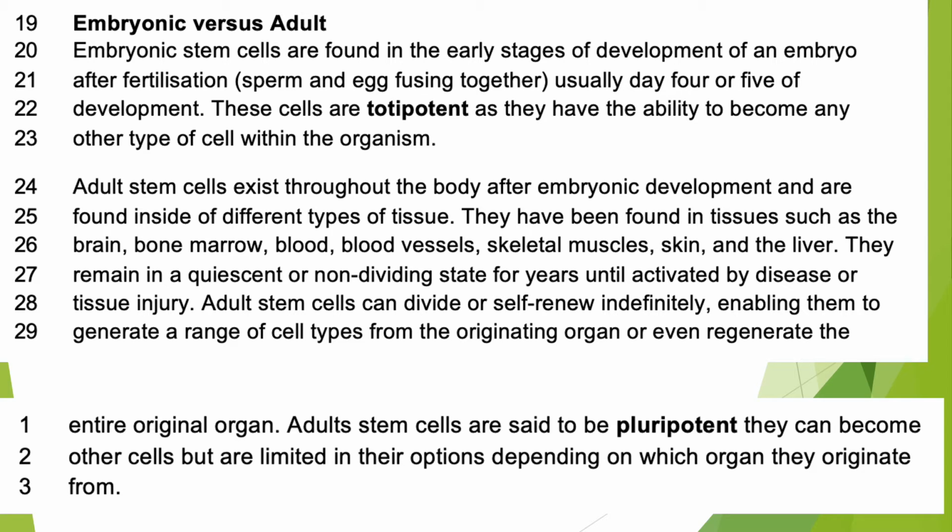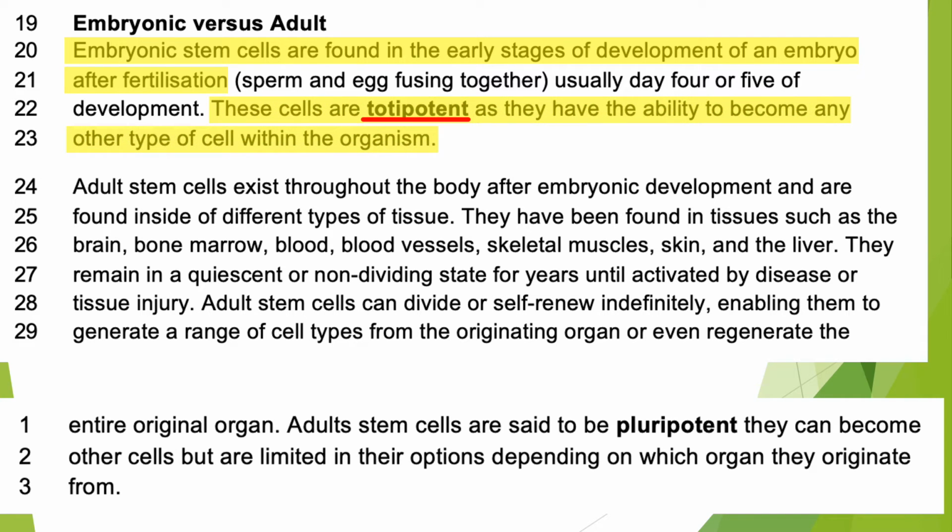So we have embryonic versus adult cells. This first part here is quite important. Embryonic stem cells are found in the early stages of development of an embryo after fertilization. Okay, so this is what I mentioned before. After an egg and a sperm are put together in the uterus, then those really, really early days of development is when you will find embryonic stem cells, okay? So these cells are called totipotent, and that means that they have the ability to become any type of other cell in the organism, okay? So important part there is that they can only become another type of cell in an organism. So they can't become a type of cell that doesn't exist in humans, all right?